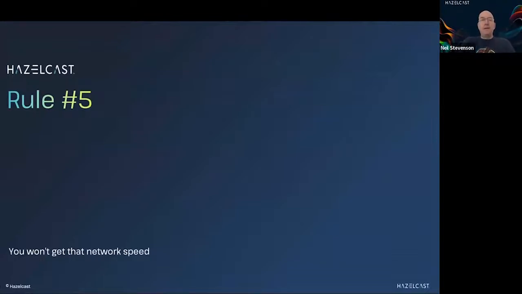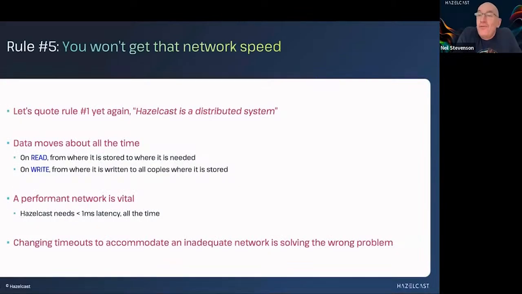Rule number 5, network speed, and you won't get that network speed. And if you remember, rule number 1, Hazelcast is a distributed system. We're running data, we're moving data all the time. So when you do a read, you retrieve it from where it is. When you do a write, you send it to where it is stored and all the copies of where it's stored. So it's moving all across the network.